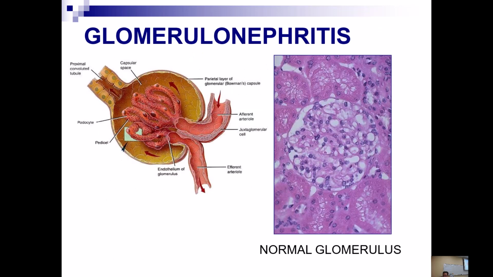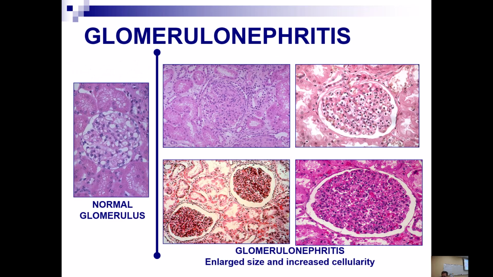Here is a picture of a normal glomerulus, a drawing and a picture, and you can see it's kind of puffy like cotton candy, versus these guys. The normal one is on the left, and on the right you can see glomerulonephritis. The glomerulus becomes enlarged with increased cellularity. You can see how many more cells, how much more packed and dense those glomeruli actually are in glomerulonephritis.